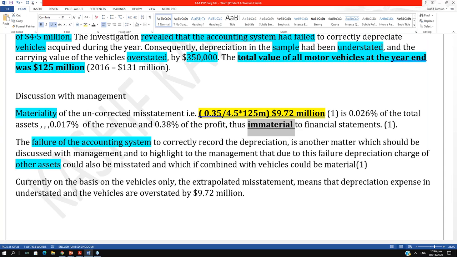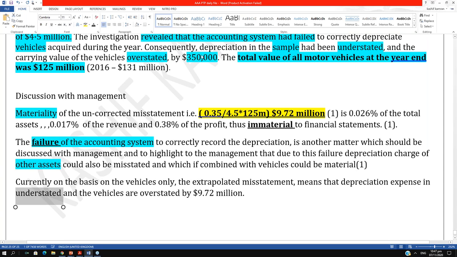So if you calculate a value of a misstatement in a reporting question in the exam paper, you will get 1 mark for calculating the right value, because a lot of students can calculate the value wrong. And then your comment on the materiality is 1 mark. The failure of the accounting system is another 1 mark. And then telling management that currently the depreciation is understated by 9.72 million and vehicles are overstated by 9.72 million has given you another 1 mark.